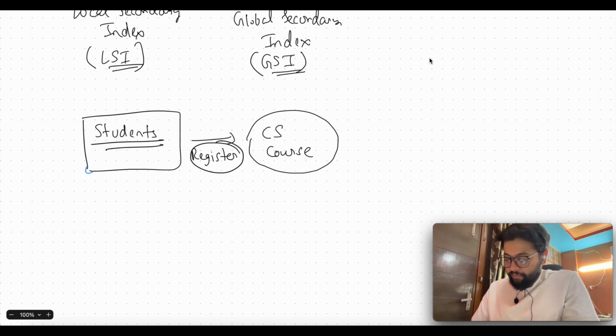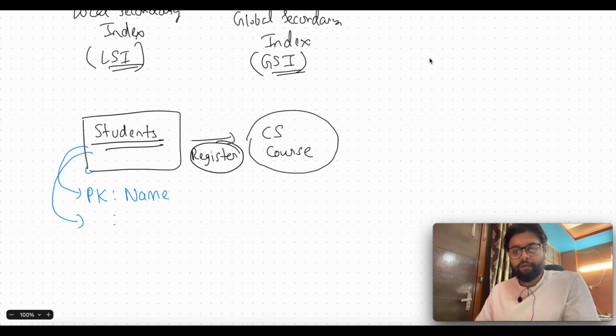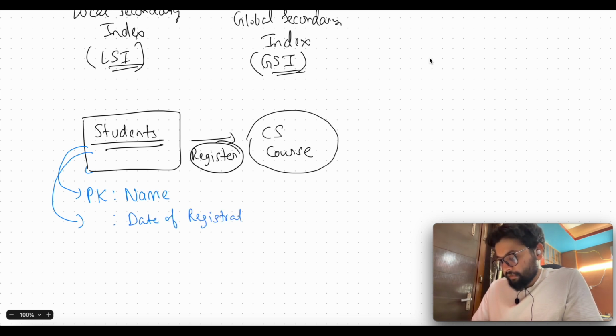Earlier we had primary keys. In one example for the primary keys, we took the name of the student as the primary key, while in the second example of the previous episode, we took the date, basically the date of registration, as a primary key.